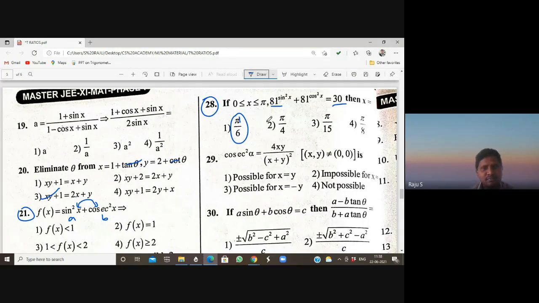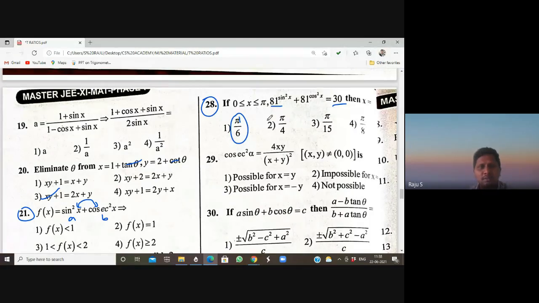Option verification alone is the best method here. Otherwise, you know what to do here? The cos square you can write as 1 minus sine square. Then 81 power sine square into 81 power 1 minus sine square, that you can take into the denominator. So you are going to get a quadratic equation in terms of sine again. So not required, just option verification is enough.